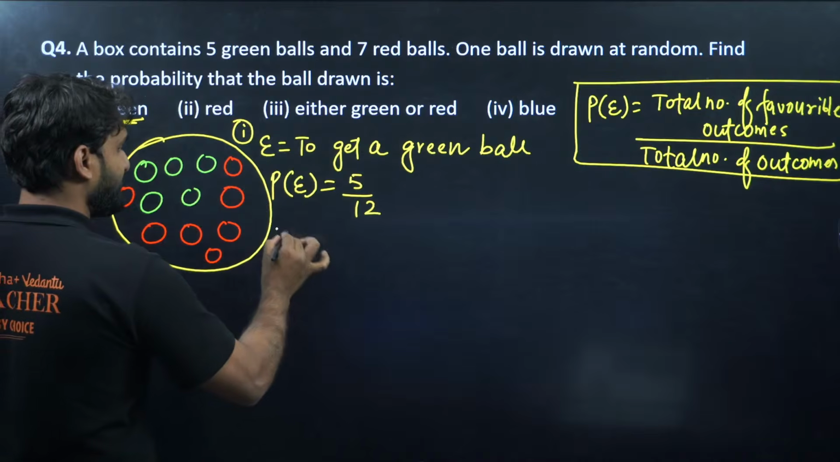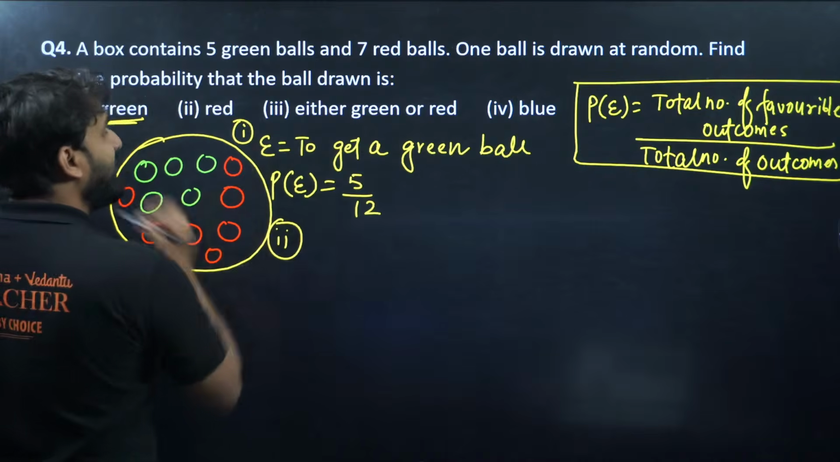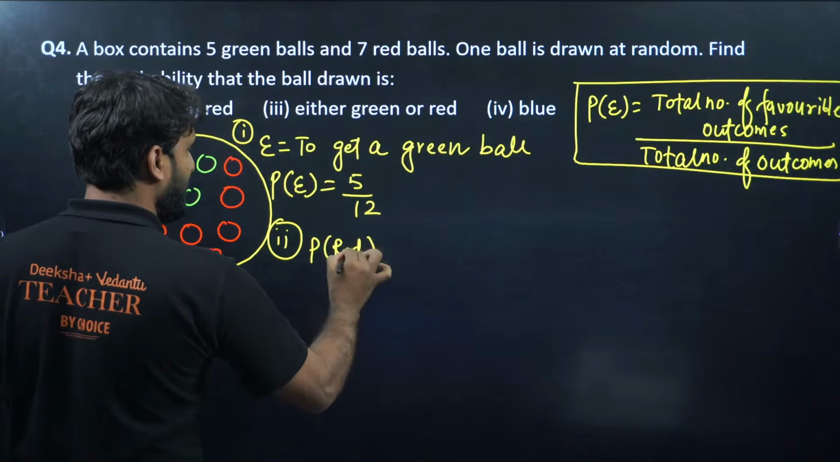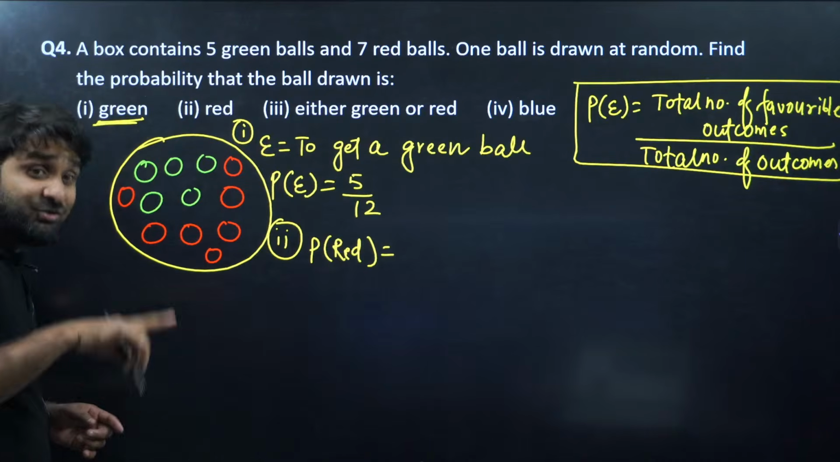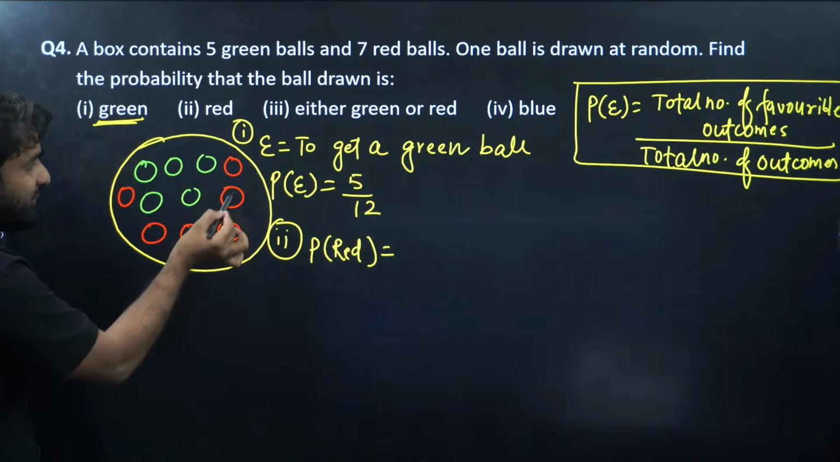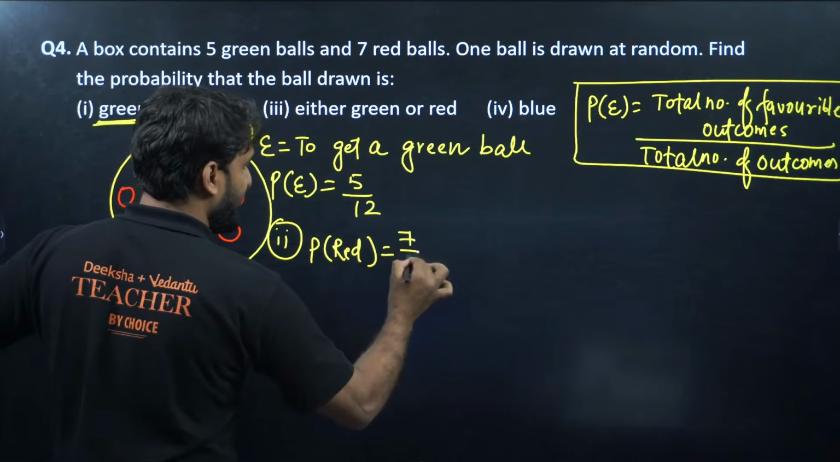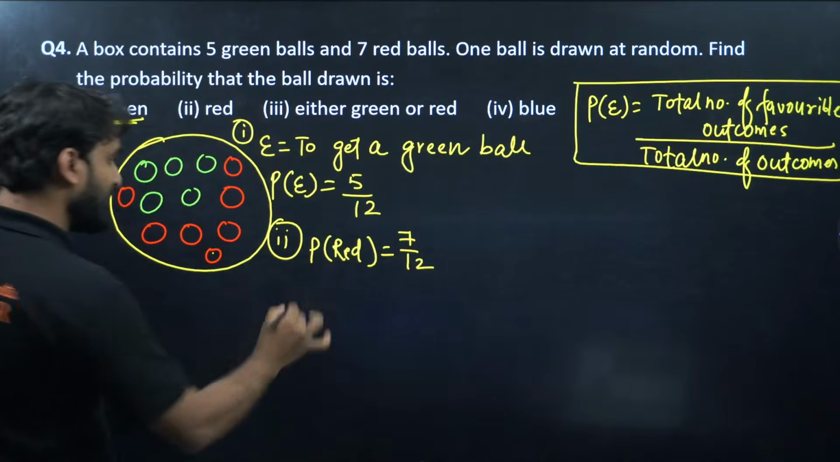Second question. Similarly, red ball. What will be the probability of a red ball? I'm writing here P(red ball). Now red is your favorable. How many red? 1, 2, 3, 4, 5, 6, 7. So we can put here 7 divided by 12. This is the answer.